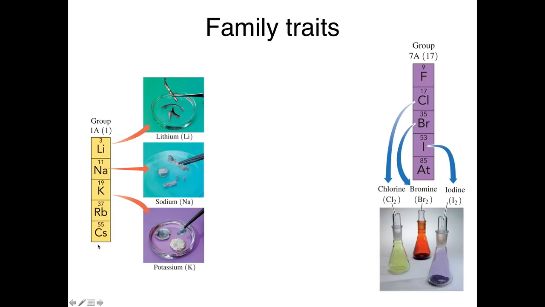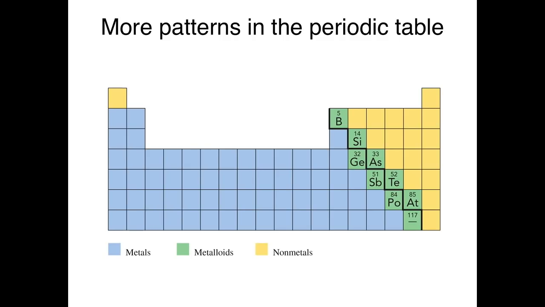Similarly, for group 7A, the halogens, their common characteristic is that they are all, for example, diatomic molecules, and that's a term we'll learn about later on. That just means they have two atoms for every molecule, like chlorine, bromine, and iodine, and they're often gases at room temperature.